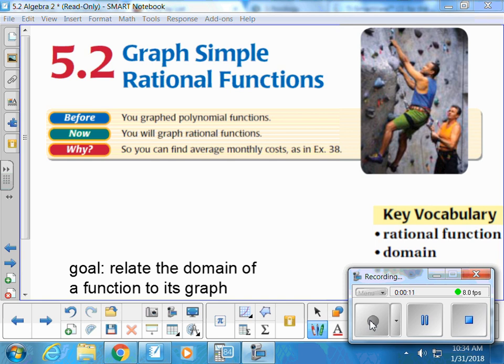You want to practice saying hyperbola? Hyperbola, that's the new shape we're going to be exploring today.